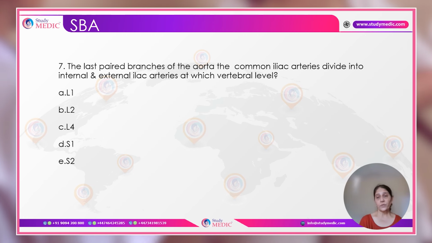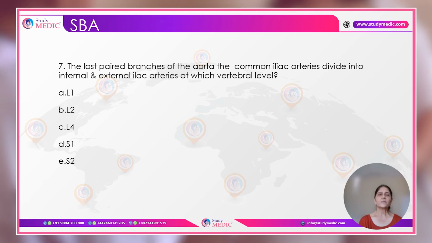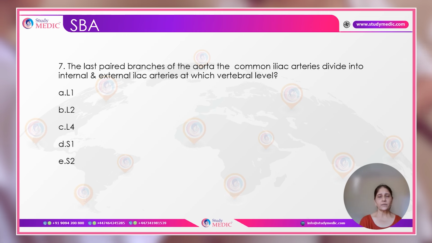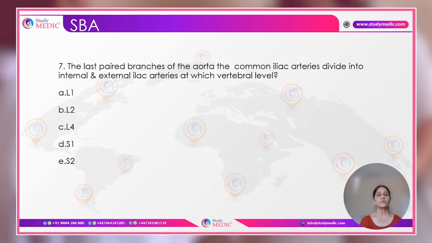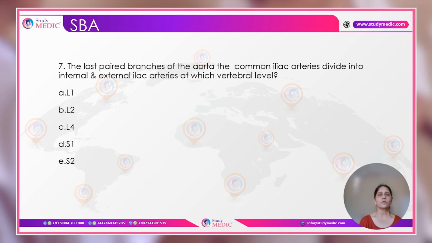Another frequently asked question is about the last pair of branches of the aorta. We know these are the common iliac arteries. These common iliac arteries divide into the internal and external iliac arteries at which vertebral level? Be very careful when reading this question. They are not asking where the aorta divides. They are asking at what level the common iliacs divide into internal and external iliac.